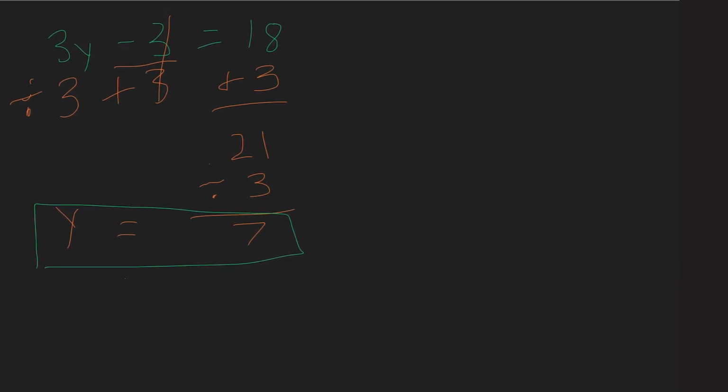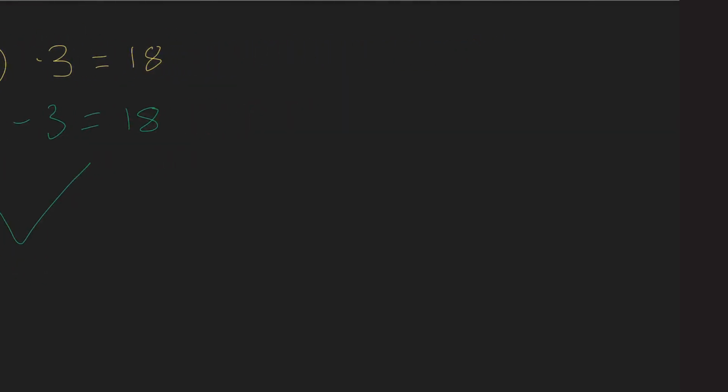And now we can check. I'm going to use the distributed version of our equation to check it. So we replace y with 7 in the equation. 3 times 7 minus 3 equals 18. 3 times 7 equals 21, minus 3 equals 18. So this is correct.